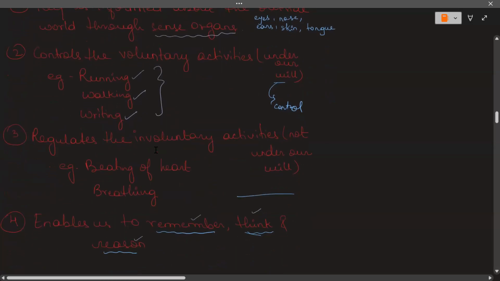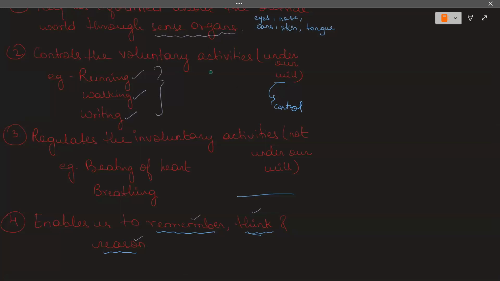Now, apart from that, the central nervous system controls the voluntary activities, meaning all those activities that are under our control. For example, you can run whenever you want to, you can walk, you can talk, you can write. All of these things are under your control. You can do them when you want to do them. Those activities are known as voluntary activities. So our nervous system controls the voluntary activity.